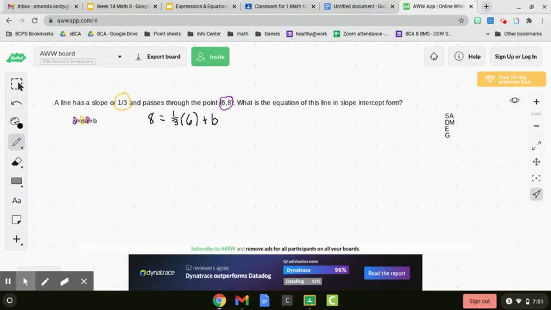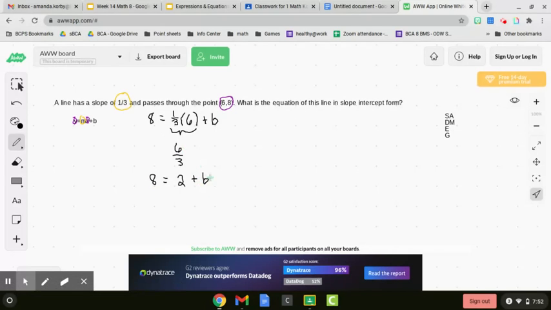If you need to, you can go back and review your interactive notebook for solving equations, but I am going to walk you through this step by step. The first thing we're going to do is combine like terms. These can be multiplied, so we get 6/3, which simplifies to 2, so 8 equals 2 plus b. I'm just keeping the original y value and the y-intercept.